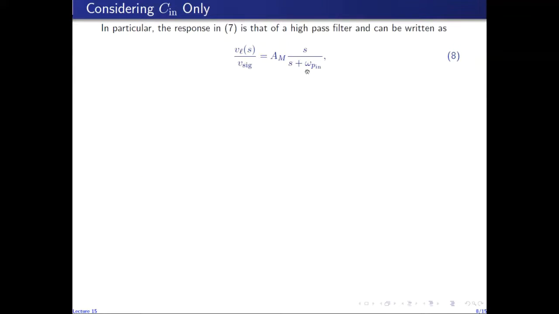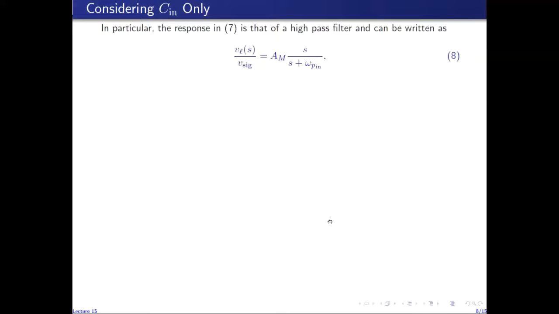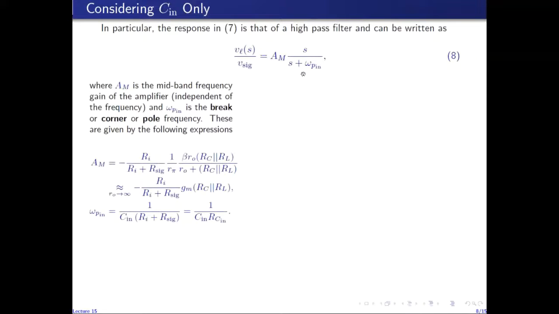Whereas the other term, this term in the denominator, which is the inverse of this RC time constant, is called the break frequency or the corner frequency, or more commonly the pole frequency. So I denote it with omega p subscript in, which represents the angular pole frequency due to the capacitor C in.